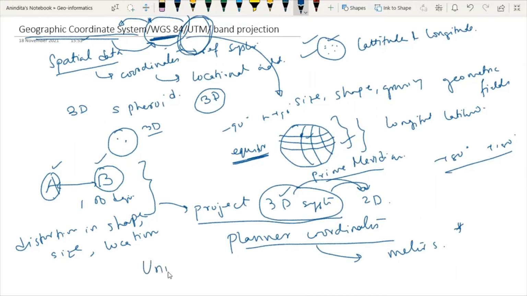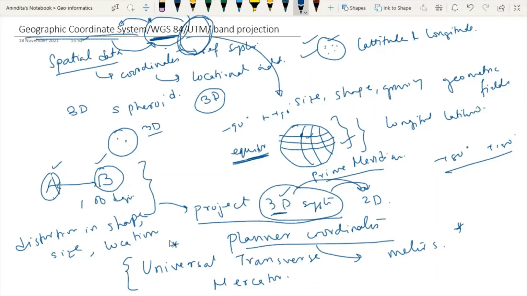UTM stands for Universal Transverse Mercator. So, what is the concept of this UTM? This UTM is useful whenever we are converting some 3D system to 2D space in order to depict a planar coordinate system. So, by using UTM, we will get the planar coordinates. So up to this is our discussion.